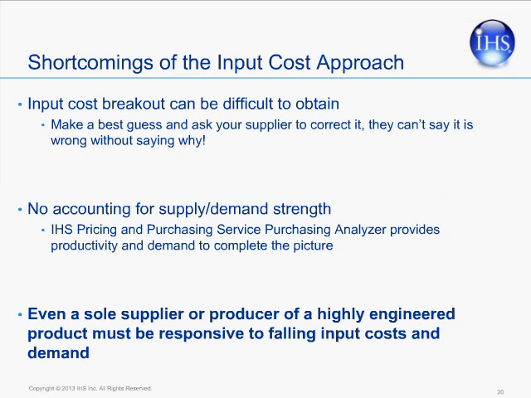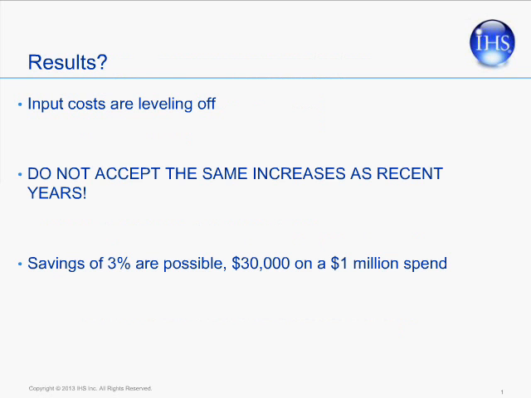So they're going to want to hold on to you over the long term, and by providing these tools in a negotiation, you're positioning yourself as best you can to keep your hold in that negotiation going forward. So what are the results of this first scenario here? Input costs are leveling off. You do not have to accept the same increases as recent years for industrial valves. And with savings of as much as 3%, we're talking about, just to do some simple math, $300,000 on $1 million spend, which is not a bad way to spend a day, saving $300,000 for your company.